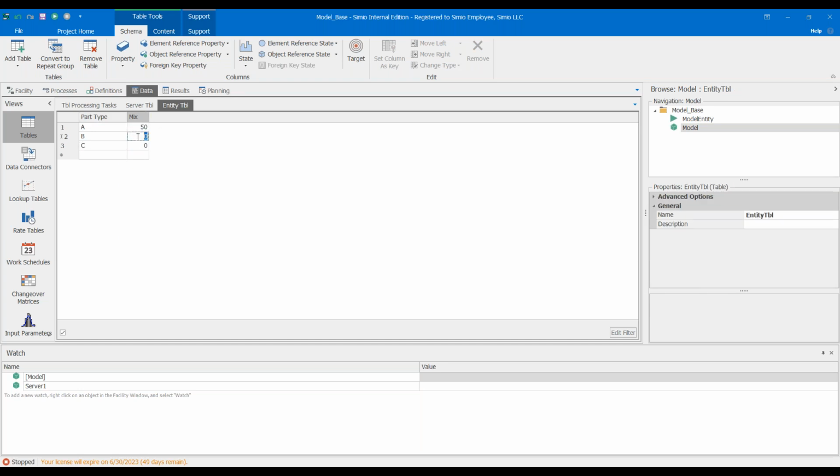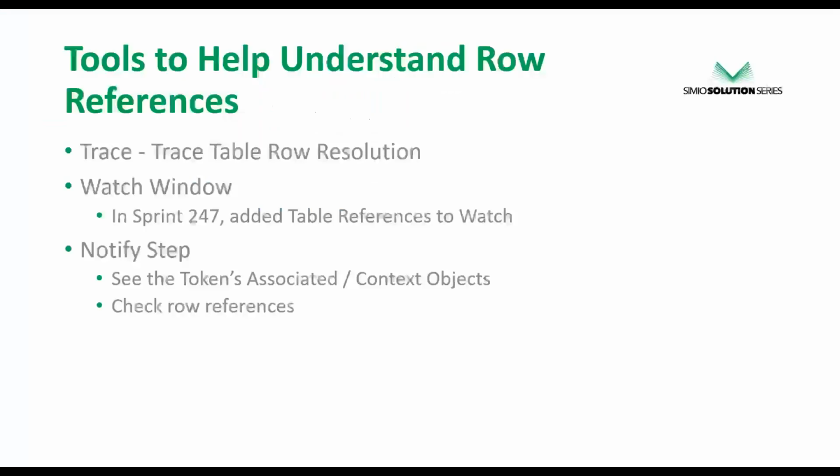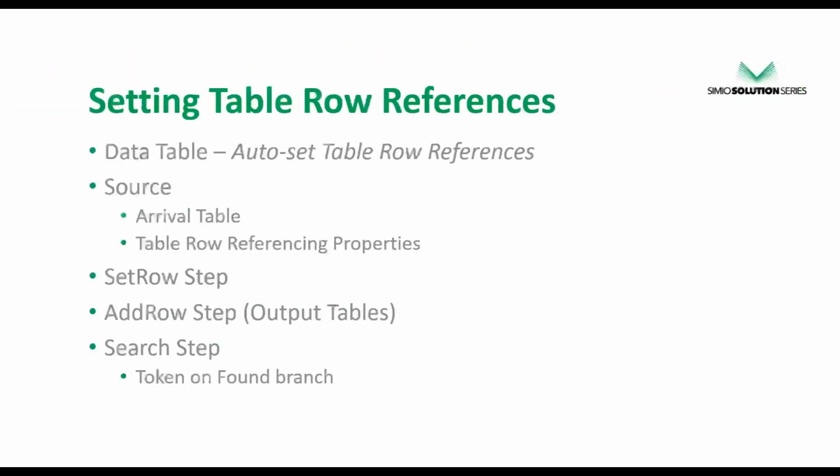So let's say 50A, 30B, and 20C. So now I have a string that could represent my different part types, but how do I ensure that my default entity knows which row it belongs to or which part type it should be? Let's jump back to my PowerPoint for a second.